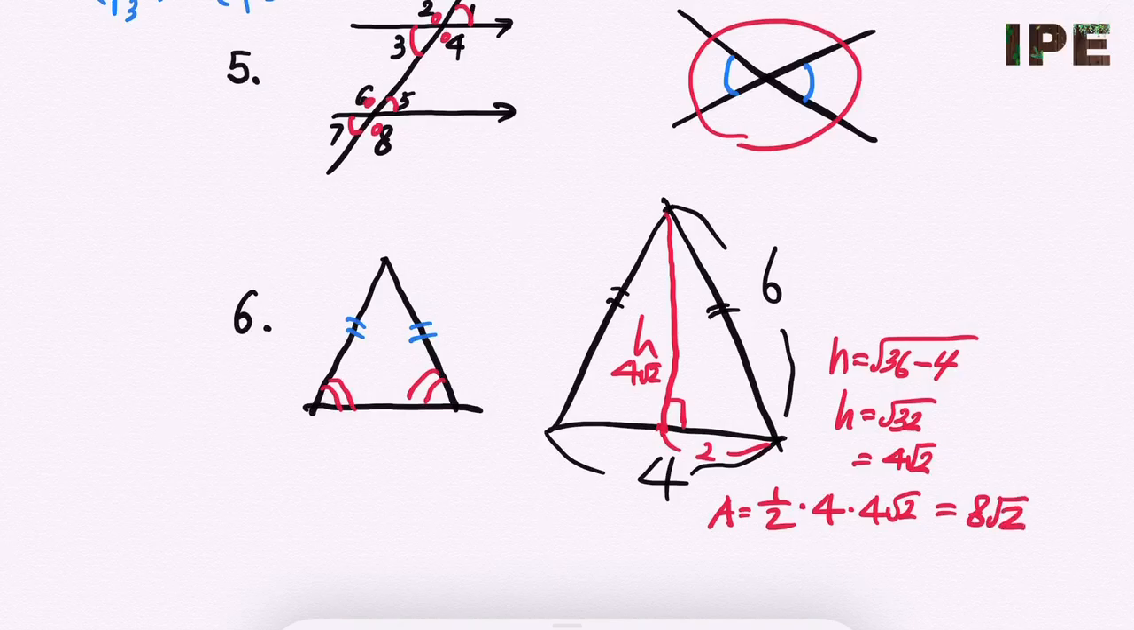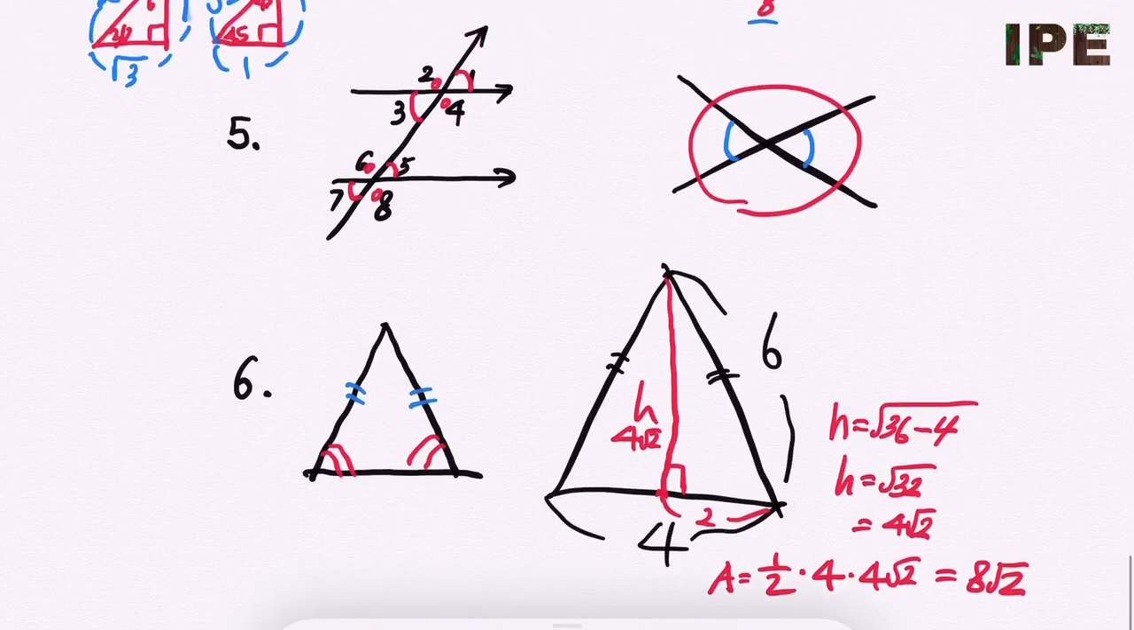So just remember two things about isosceles triangles. Number 1, they have the same base angles. Number 2, you can find the area of an isosceles triangle using this way. From now, let me solve some SAT problems.